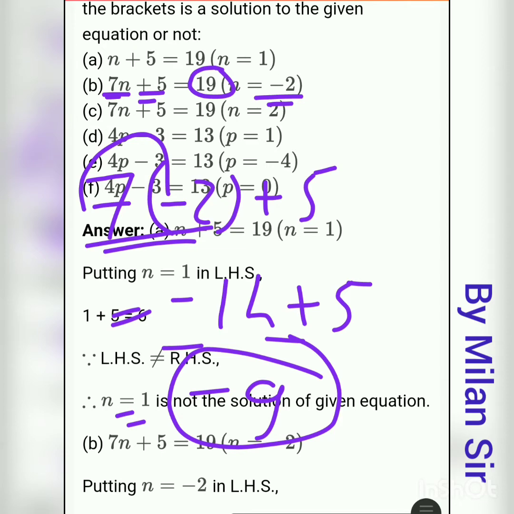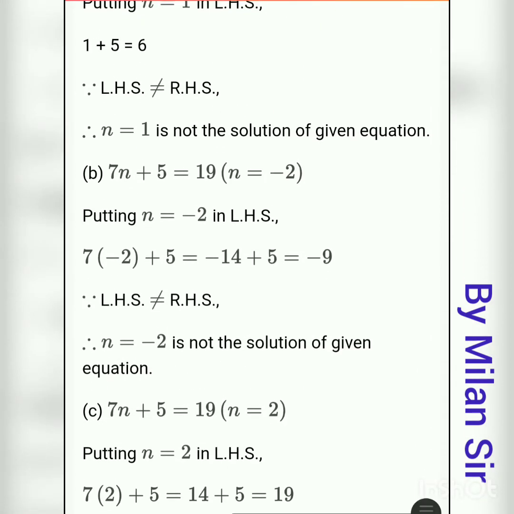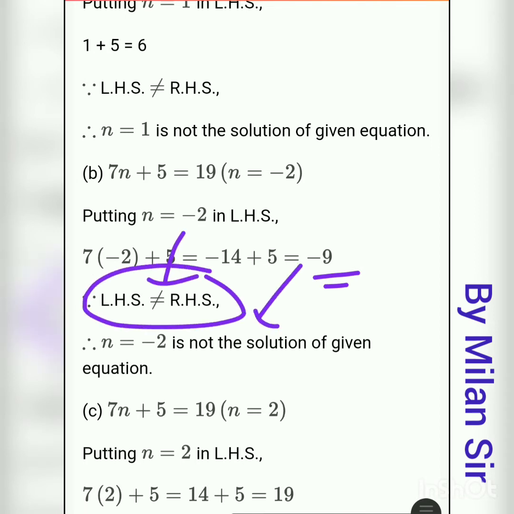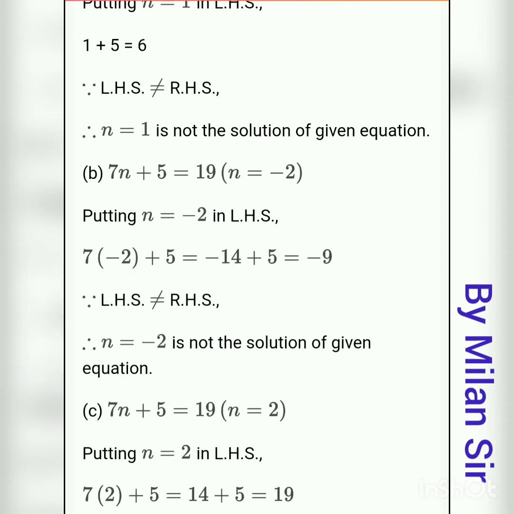But here we have 19. So both answers are different. So what do we need to do here? Put the value of n equal to minus 2, and we get the answer minus 9. After that, write LHS is not equal to RHS. That's why n is equal to minus 2 is not the solution of the given equation.